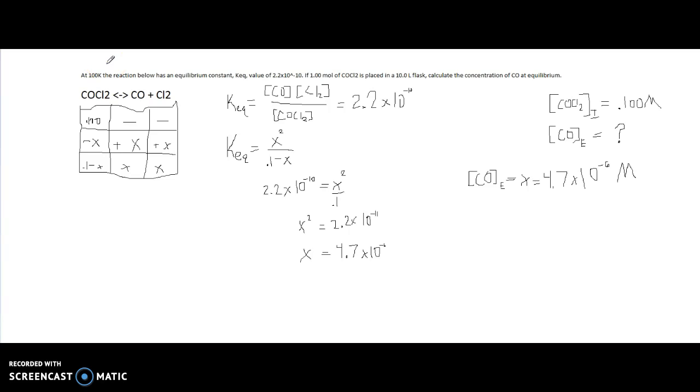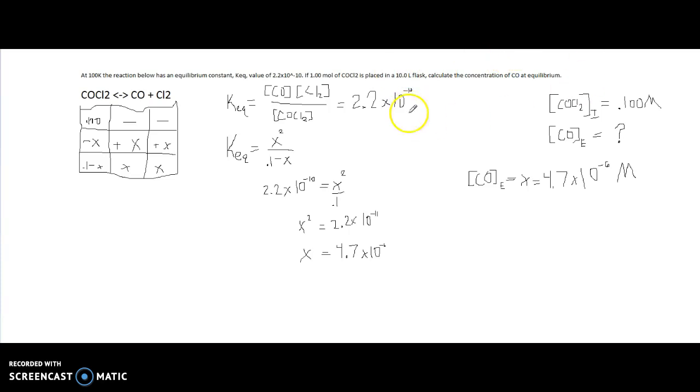Alright, so next problem: at 100 Kelvin, the reaction below has an equilibrium constant KEQ value of 2.2 times 10 to the negative 10th power. If 1.00 moles of COCl2 is placed in a 10-liter flask, calculate the concentration of CO at equilibrium.